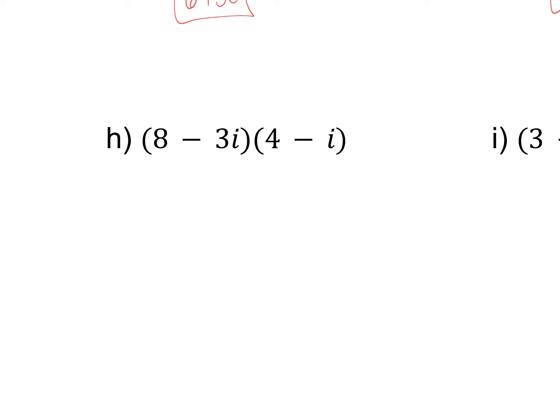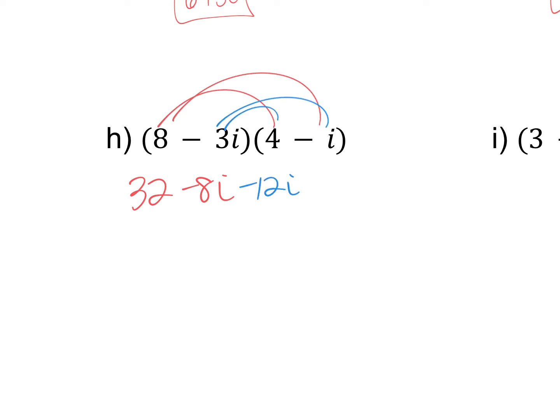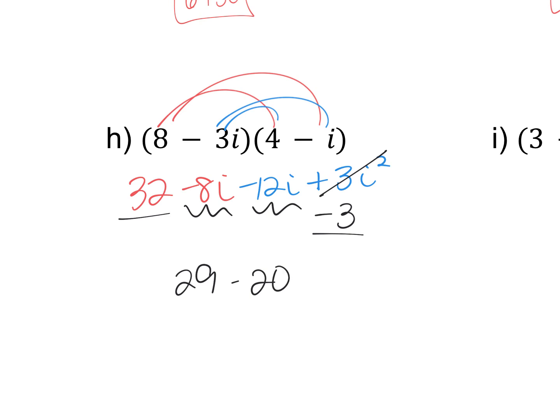Okay, let's do another one. So distribute 32 minus 8i, negative 12i plus 3i squared. You know, that is actually negative 3. Combine your like terms. So that would be what? 29 minus 20i, I believe.